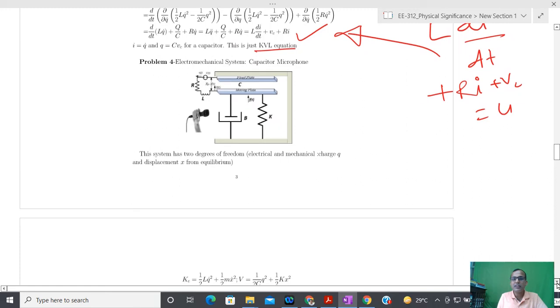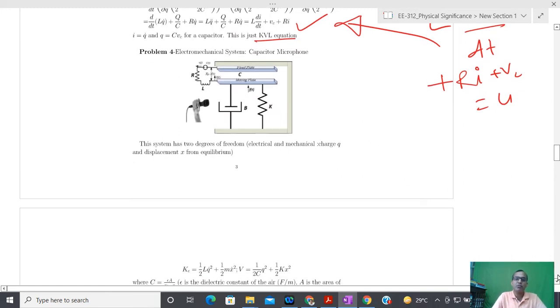Now let us come to a realistic system. This is one of the real systems, the capacitor microphone. Whatever microphone we are using is some kind of electromechanical system. How does it work? We have some kind of variable capacitance here, and whenever we speak, the distance between the two plates changes, and that is responsible for the variation of voltage.